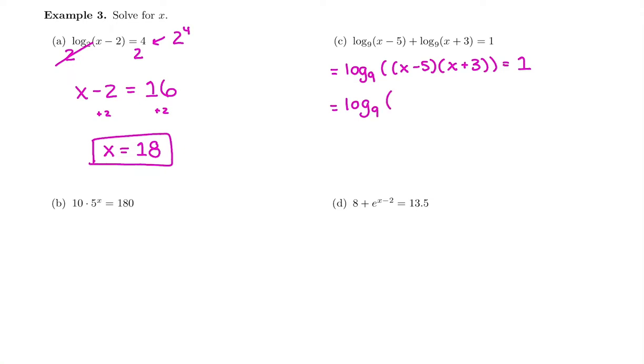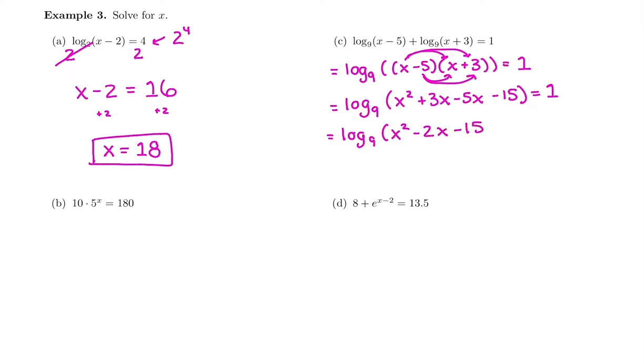So I have x times x, which is x squared for my first term. My outer term, x times 3 is 3x. My inner term, negative 5 times x is negative 5x. And lastly, negative 5 times 3 is negative 15, and that equals 1. So I can combine some numbers here. I have log base 9 of x squared minus 2x minus 15 when I do 3x minus 5x.